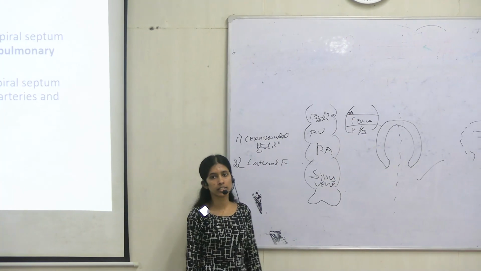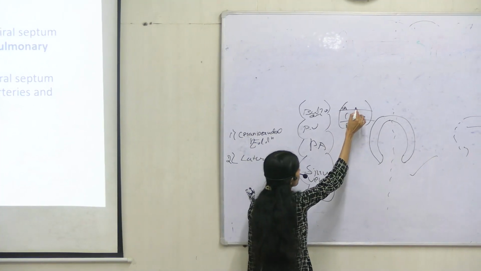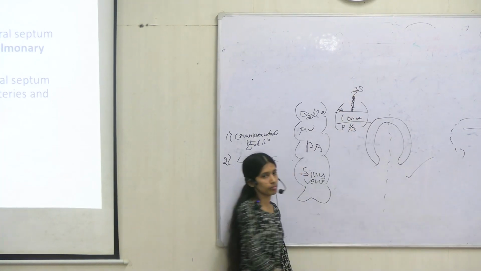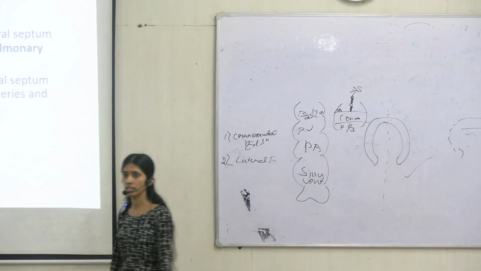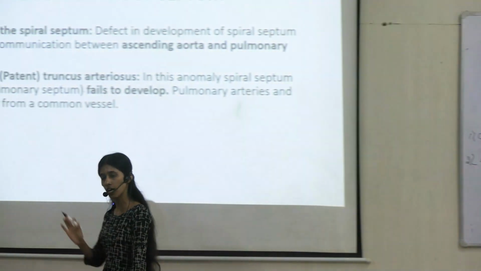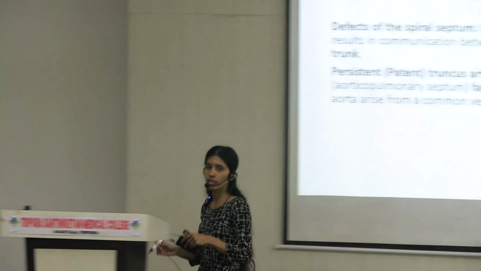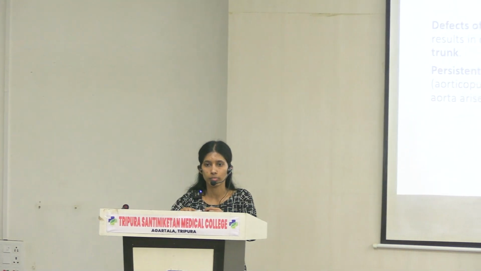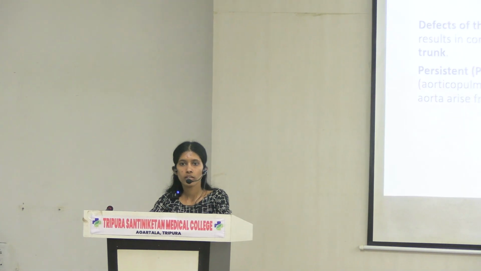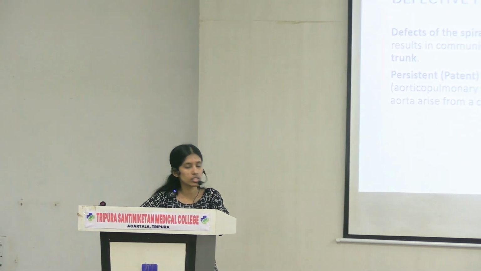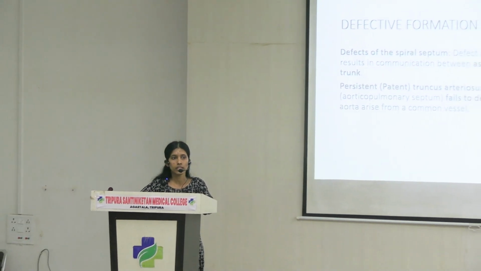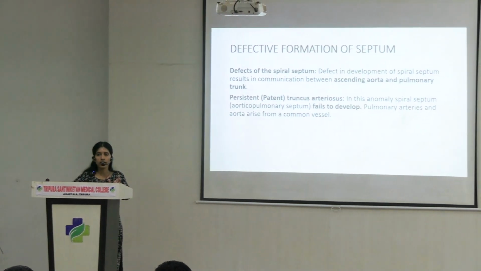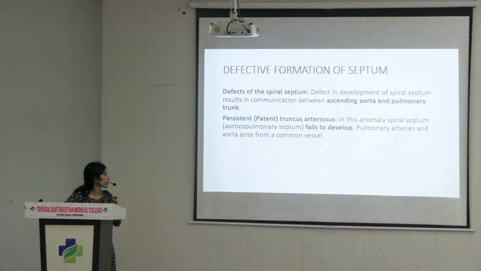So in the truncus arteriosis region, we can see a formation of septum like this. This is your spiral septum. Okay, so the spiral septum divides the entire truncus arteriosis into arch of aorta and pulmonary trunk. These are the points we discussed in the development region. Okay, in the truncus arteriosis, we can see a spiral septum that divides the entire structure into a pulmonary trunk area and arch of aorta.